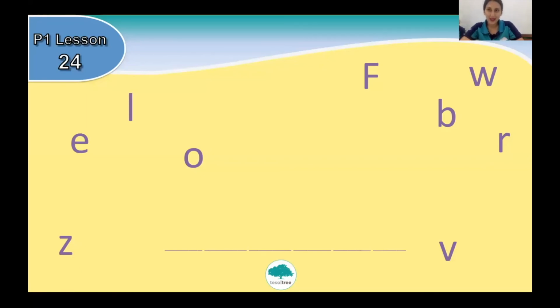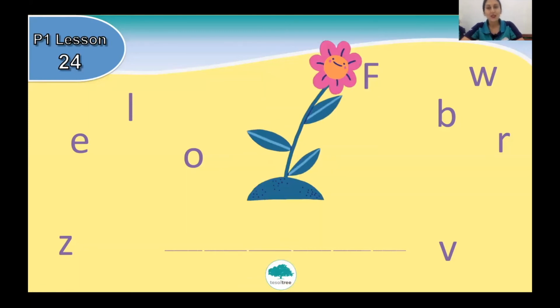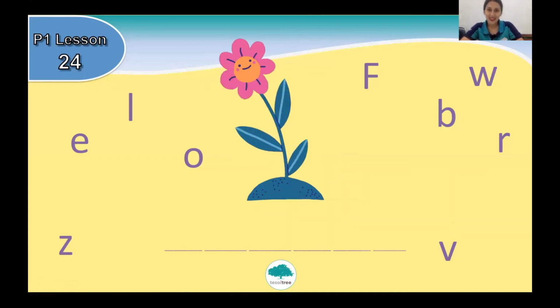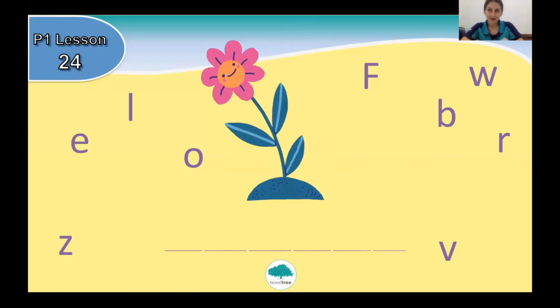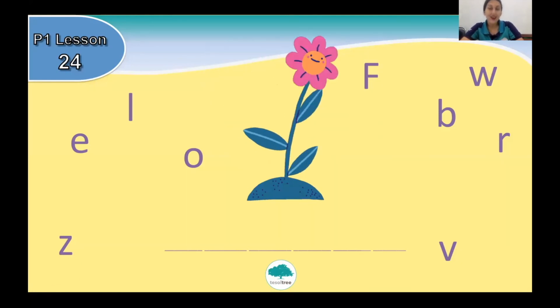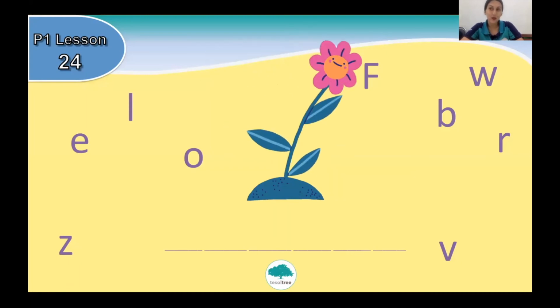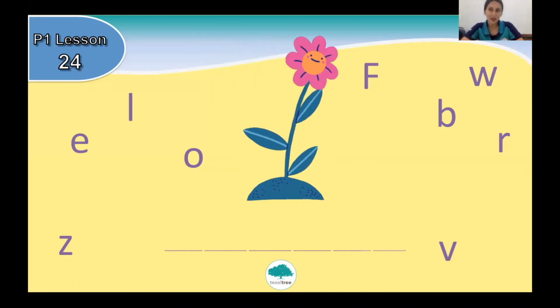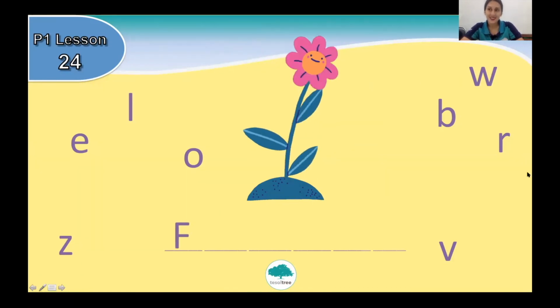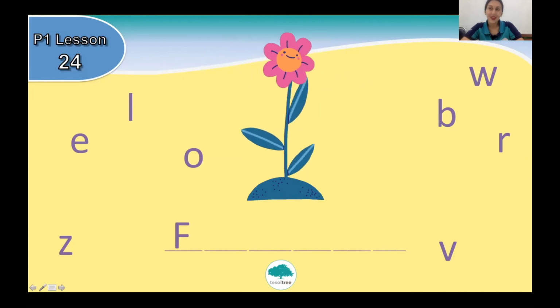Let's continue playing our game. Do you know what this is? It smells so good. I like it. Right. It's a flower. Flower. What is the beginning letter of this word? I have a clue for you. Do you remember? The beginning letter is a capital letter. Right, it's letter F. Could you repeat, please? F.